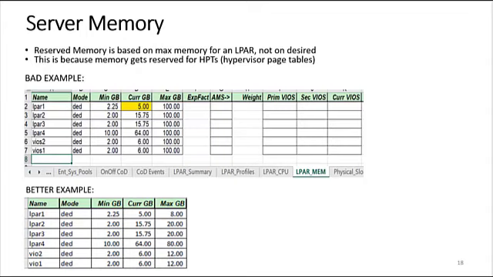So when the division is done, there's actually going to be a bunch of memory that's held for page tables that will never be used, because you're not going to grow that LPAR from 5 gig to 100 gig. So you want to apply some common sense to it.